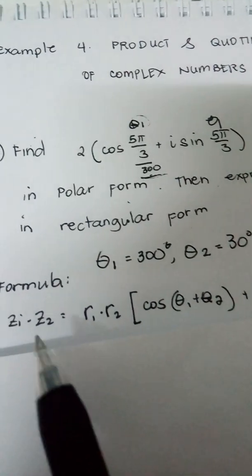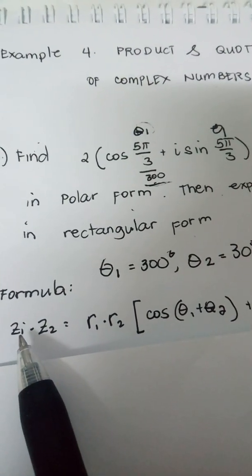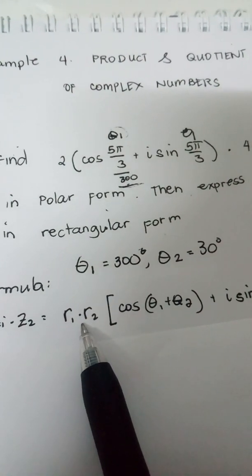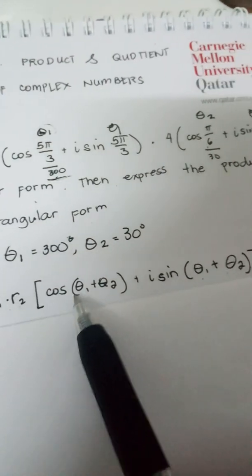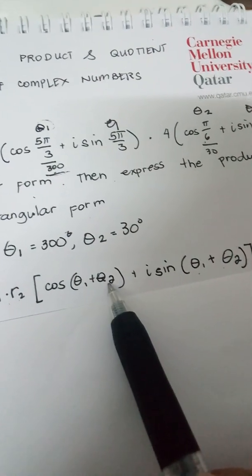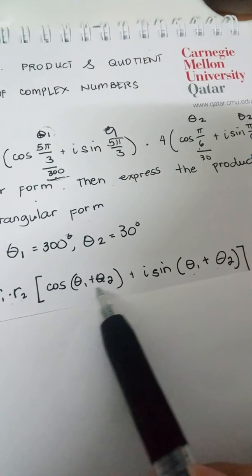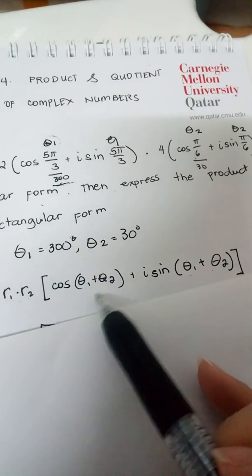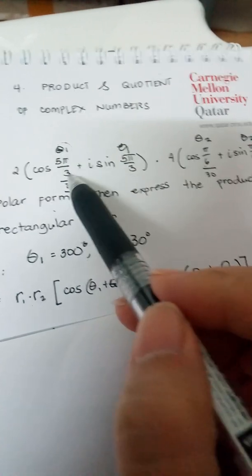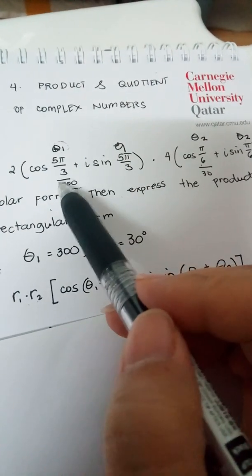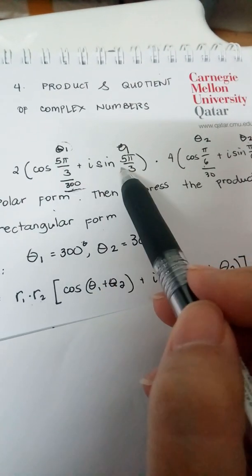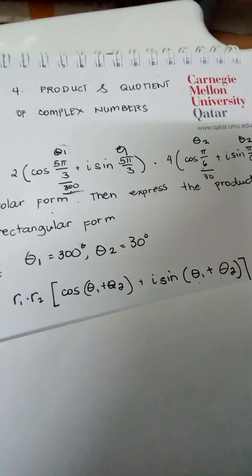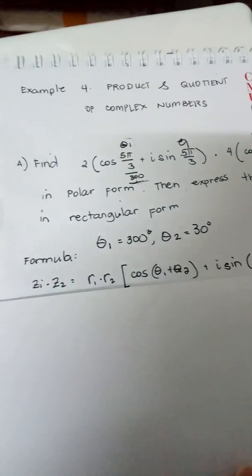The formula that you will apply in the product is Z sub 1 times Z sub 2 is equal to R sub 1 times R sub 2 bracket cosine of theta 1 plus theta 2, so the addition of theta 1 and theta 2, plus i sin of the addition of theta 1 and theta 2. Where can you find theta 1 and theta 2? Theta 1 is from Z1, the first angle, and theta 2 is from Z2, the second angle. So let us solve.